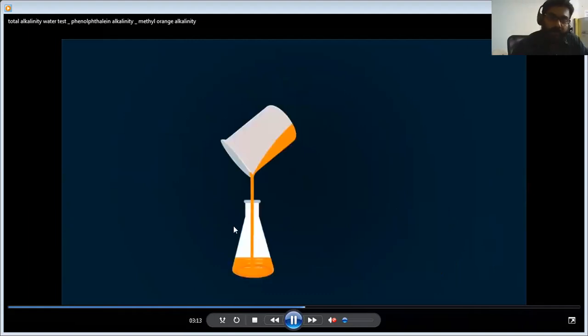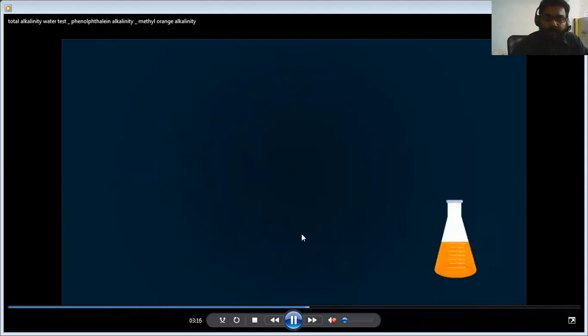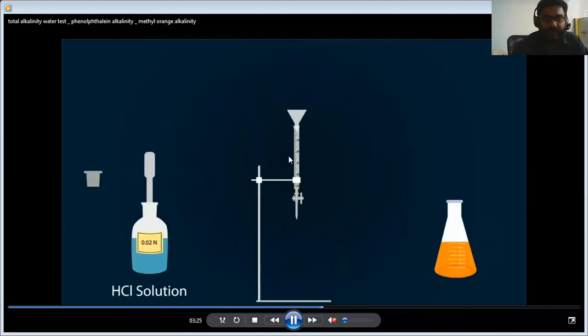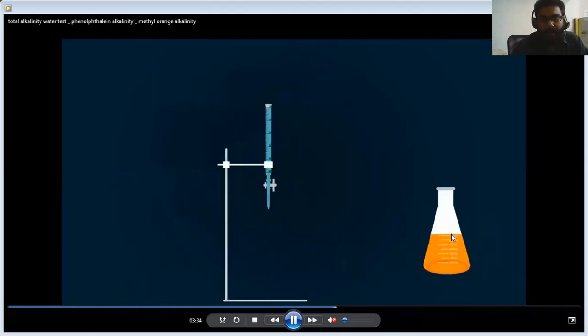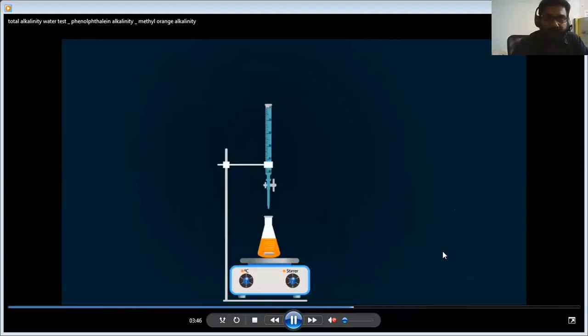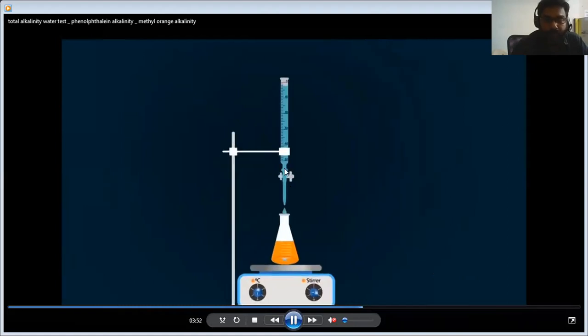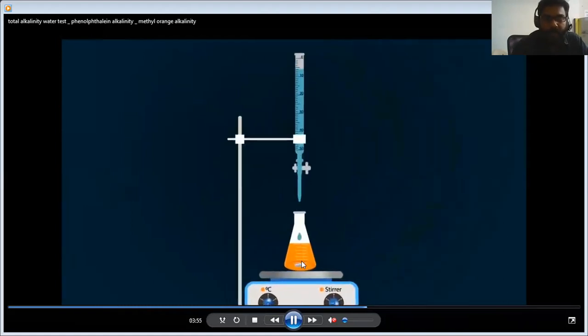Now this solution is poured into the conical flask, and the burette is filled with acid up to the 0 mark. Again the water in the conical flask is stirred on the magnetic stirrer, with the magnetic bar inside. Stirring means continuously mixing the water. We add HCl to the solution until we get the colorless compound.